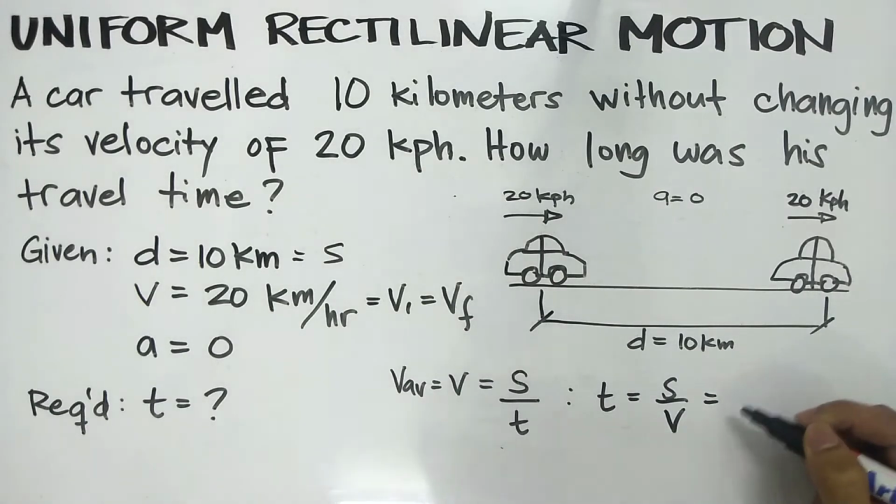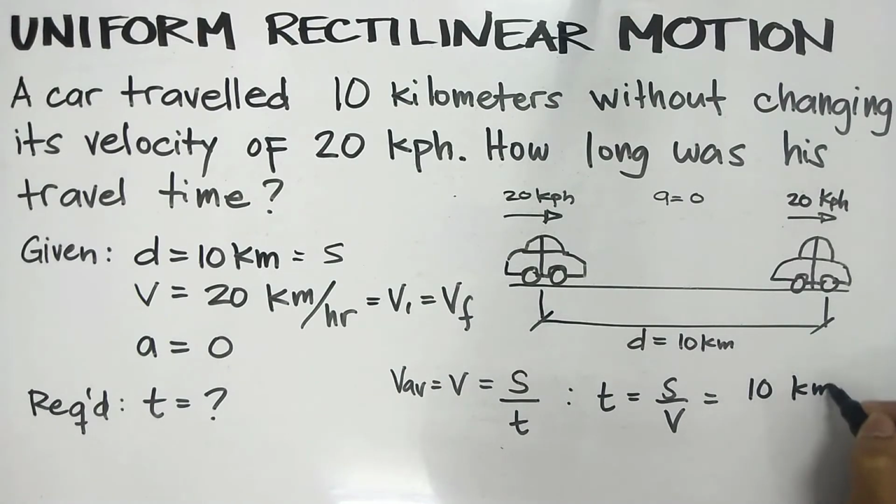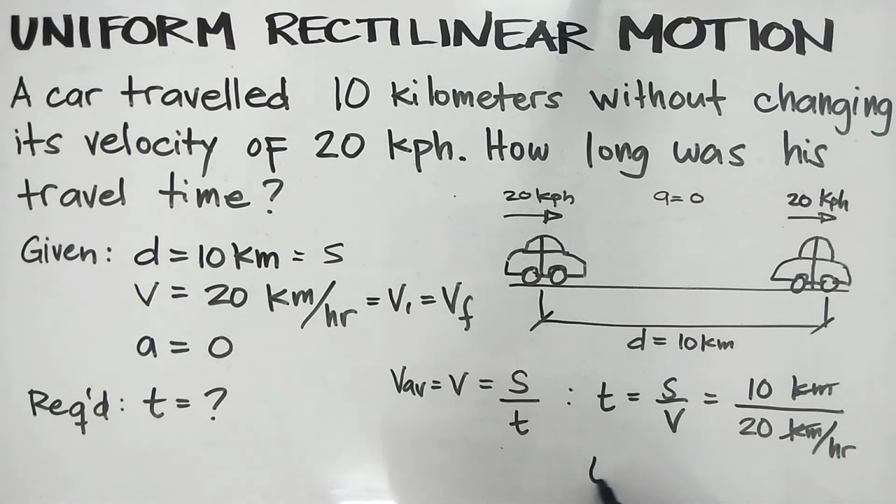So for the time interval, this is 10 kilometers divided by the velocity equal to 20 kilometers per hour. This will cancel and 10 will transfer at the numerator. So the time interval is just equal to 0.5 hours or 30 minutes.